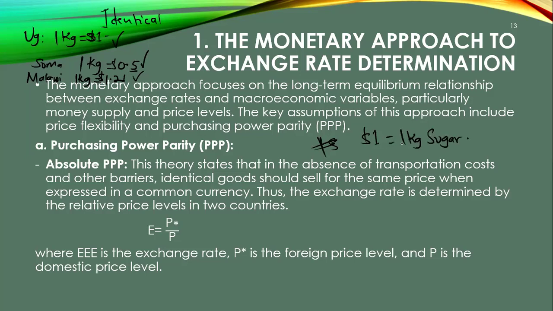So we are trying to look at its purchasing power. In other words, how much a dollar can buy for you. That is what we are trying to mean. So we're saying that the theory states that in the absence of transaction costs and other barriers, identical goods should be sold at the same price when expressed in a common currency. Thus, the exchange rate is determined by the relative price levels in the two countries.